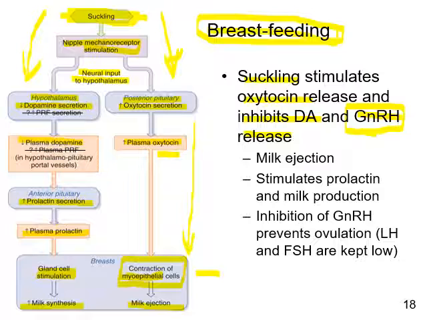The oxytocin triggers milk ejection. The prolactin stimulates milk production. So prolactin is important for production. Oxytocin is important for milk ejection. And GnRH and LH and FSH levels are all kept low during breastfeeding.